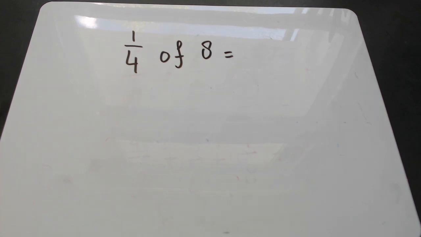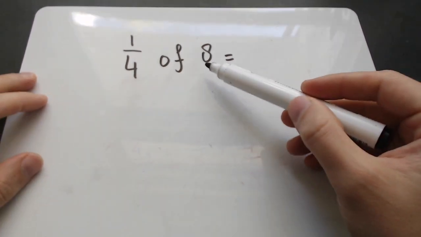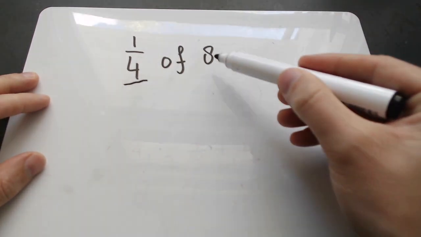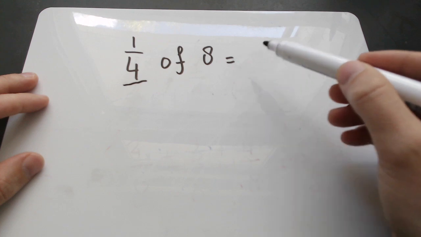So here we see that sum again. We want to know what a quarter of 8 is. So the whole number is 8, and we want to know what a fraction of that whole number is, a quarter of 8. And then our answer will be the product.